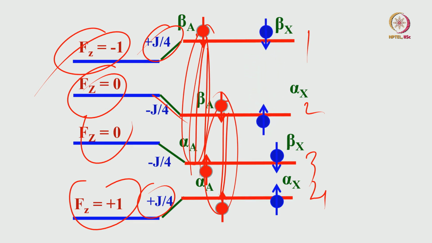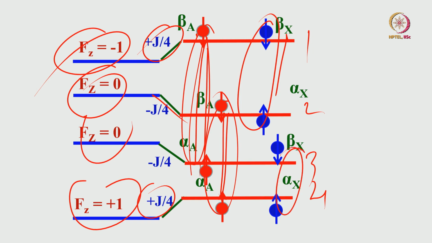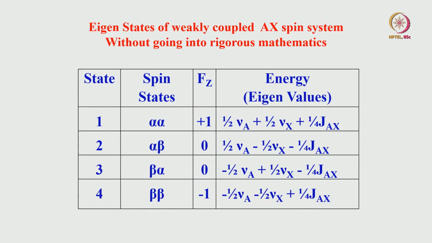Similarly, for X spin, these are the allowed frequencies, 1, 2 and 3, 4. The 1, 2 frequency is larger because the energy separation is larger, and the 3, 4 frequency is smaller compared to 1, 2. So X spin also has 2 frequencies, one larger, one smaller. A has 2 frequencies, one larger, the other smaller. How much it is, you can work out mathematically, which I am not going to do because this has already been discussed in one of my previous courses.